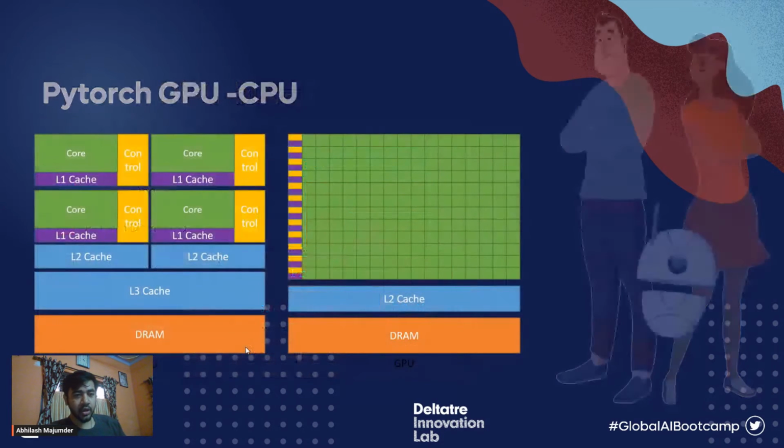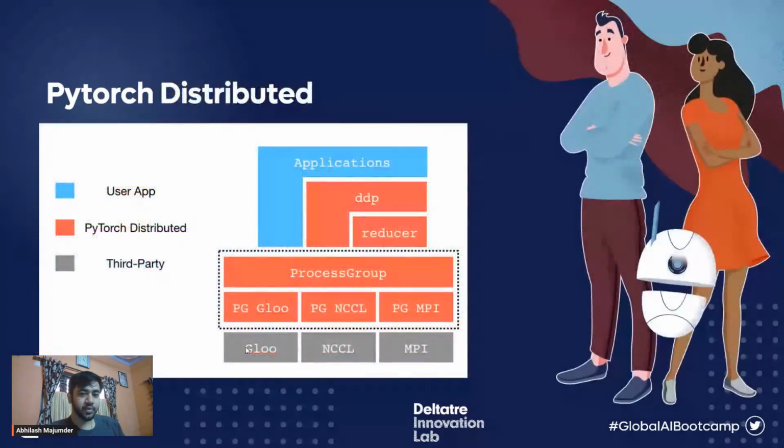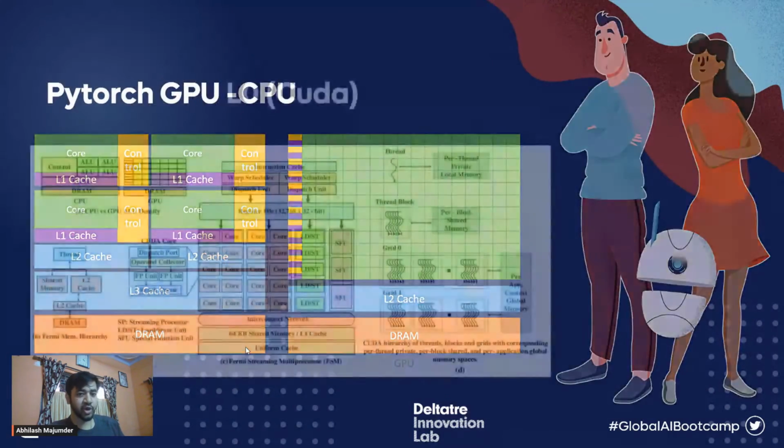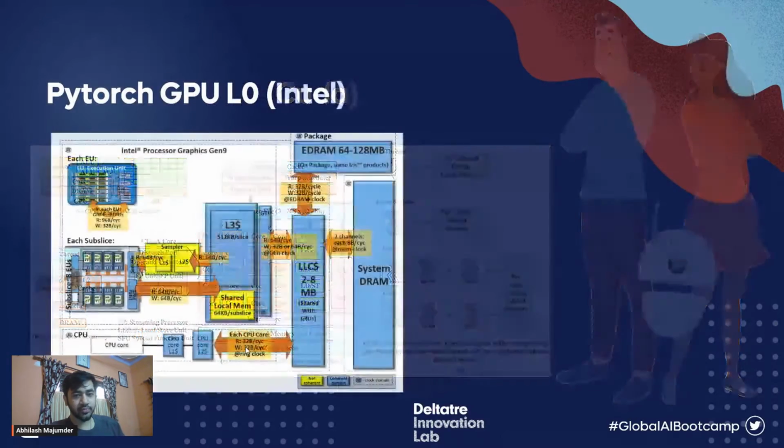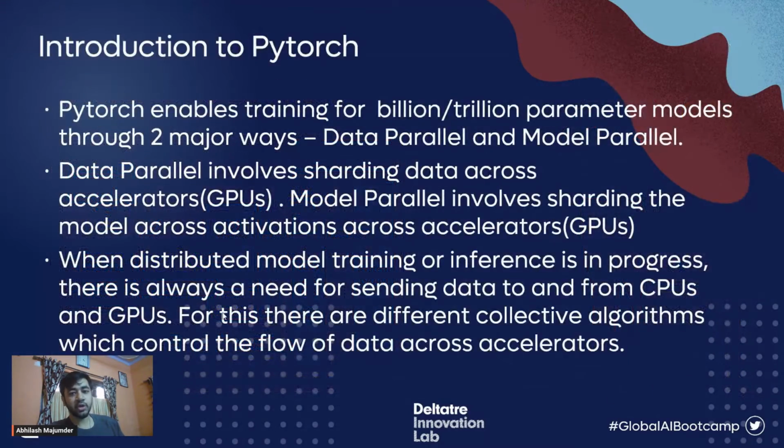Now, before we go into the CPU GPU architecture, I want to talk about something else. So I talked about the data parallel. The second way is the model parallel.